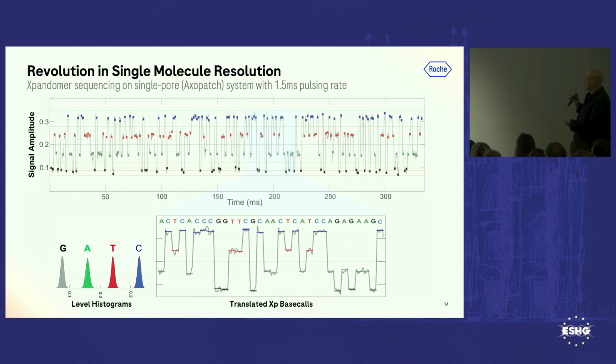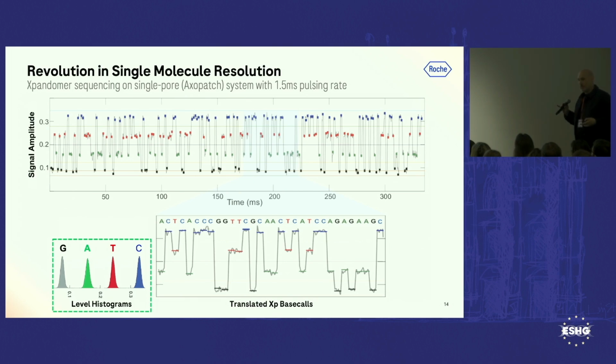This is a result on a single pore Axopatch system that we did at Stratus Genomics, but you get an idea of that signal resolution we were able to achieve. So we'd solved that part of the problem. You get an idea of what a homopolymer looks like, 3 C bases in a row. You see the resolution there. And then, of course, the level histograms, how nicely separated they are.